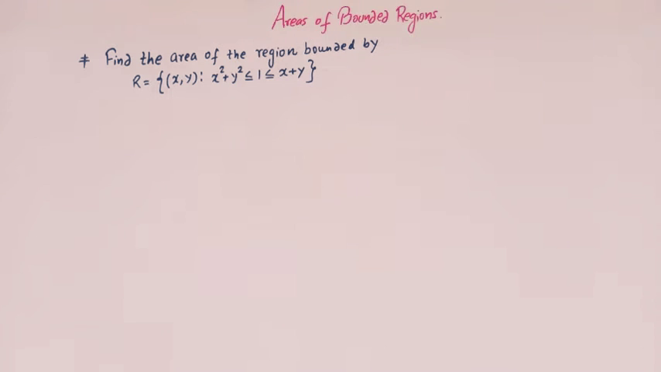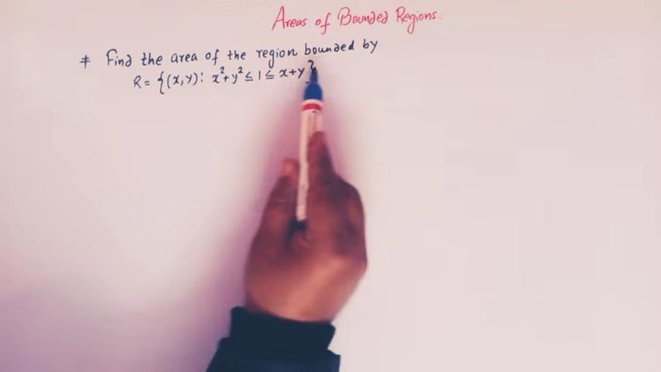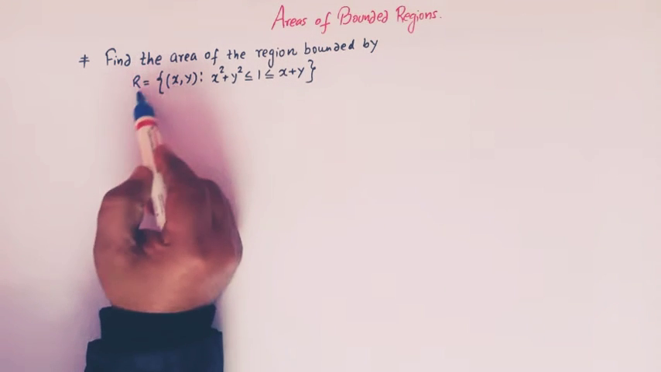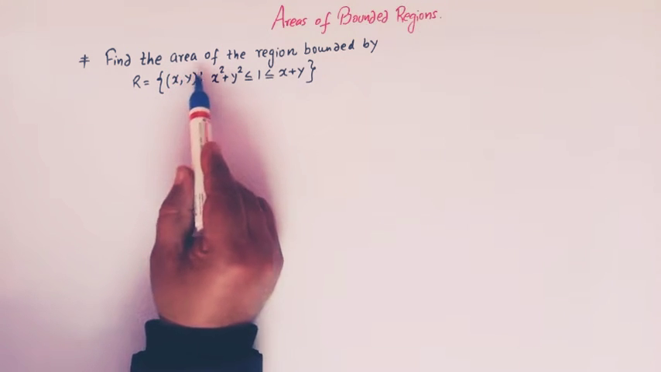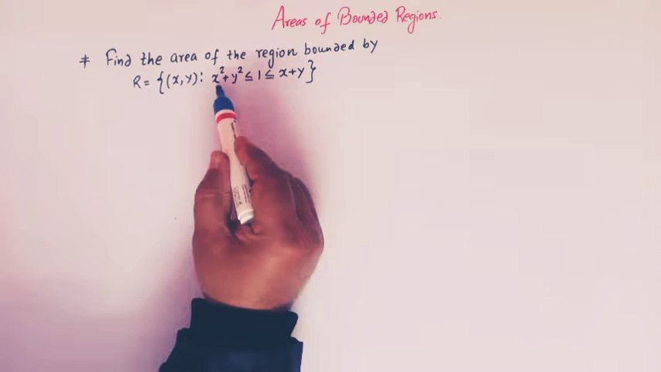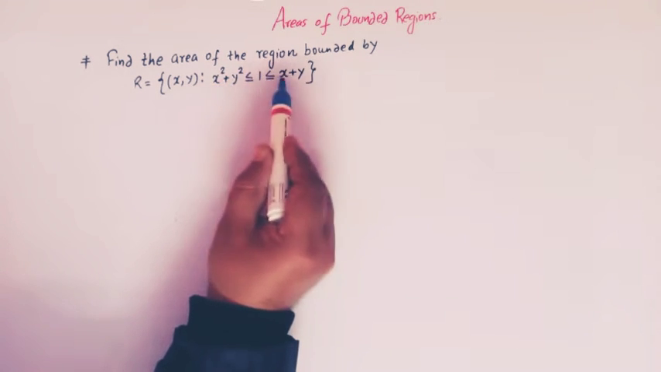Hello viewers, in today's class we are going to discuss one important problem from areas of bounded regions, right? So here we'll discuss one problem related to the application of definite integrals. Find the area of the region bounded by the points x comma y, such that which lies on this region.